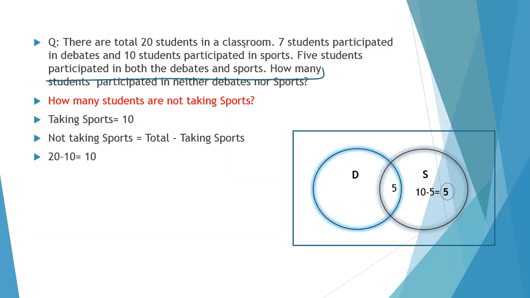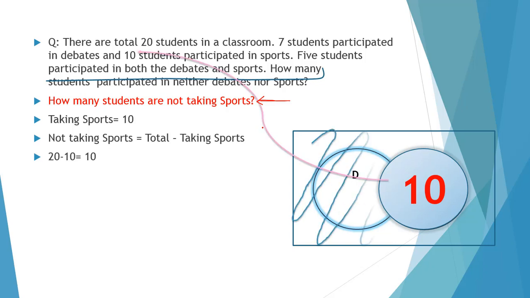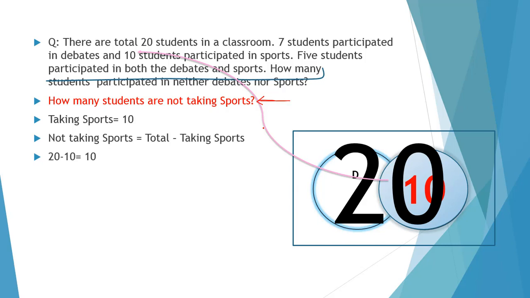Let us take the same question again. Our new requirement is how many students are not taking sports. So there are 10 students who are participating in sports, and the total rectangular area has 20 students. If we subtract the students who are taking sports from the total, then we can get the number of students who are not taking sports.